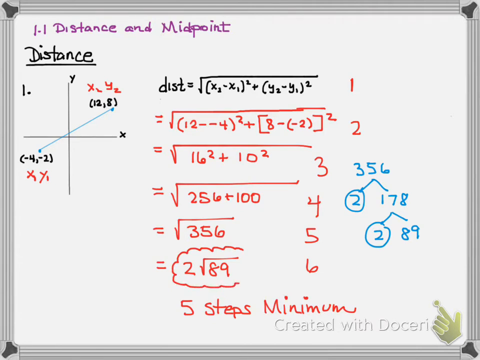Okay, so the distance between those 2 points is 2 radical 89. All right, let's move on to number 2.